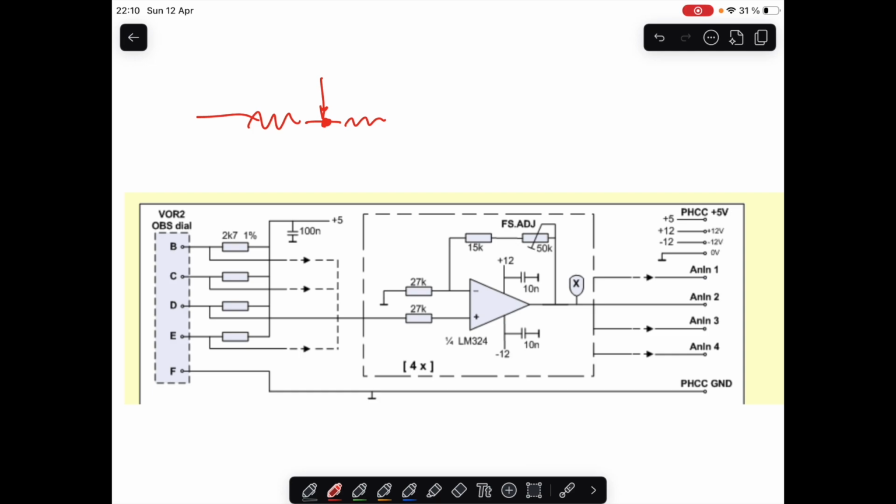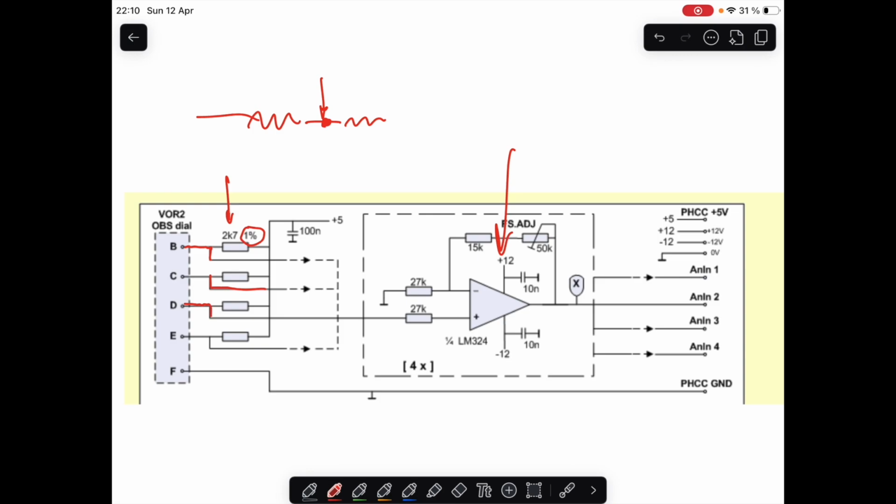And as you can see, this is done at this point. So we have precision 2.7 kilo ohm resistors, which are 1%. They must be precise because, of course, we're going to measure these voltages that are going to give us the sine and cosine components. So this must be quite precise. And basically the same circuit that you see here is repeated 4 times.